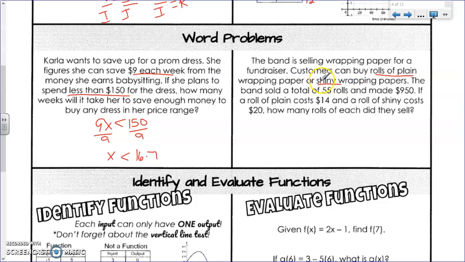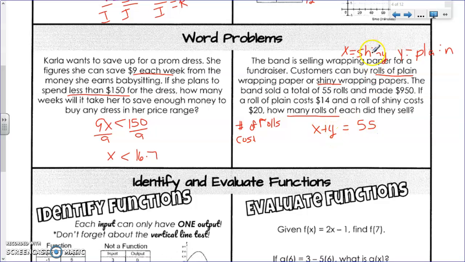Okay, wrapping paper for fundraisers can buy plain paper and shiny paper. So this is going to have X and Y. So X equals shiny and Y equals plain. Okay, so then if we keep reading, it talks about the cost. How many rolls of each did they sell? So we need to know the number of rolls and the cost. So I'm going to set it up for you. You should be able to solve it.